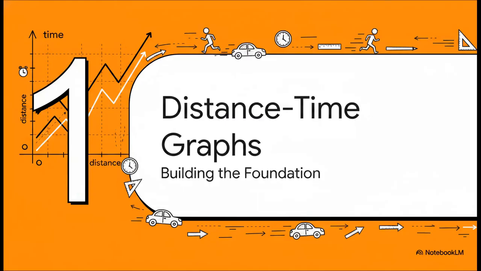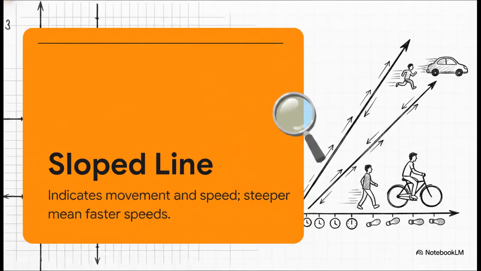All right, section 1, the distance-time graph, building the foundation. So our very first rule is the sloped line. Basically, anytime you see a diagonal line going up, it means there's active movement happening over time. But the really crucial detail here, the steepness dictates the speed. It's super simple. A steeper incline means a much faster pace, while a gentler slope means they're taking it a bit slower.